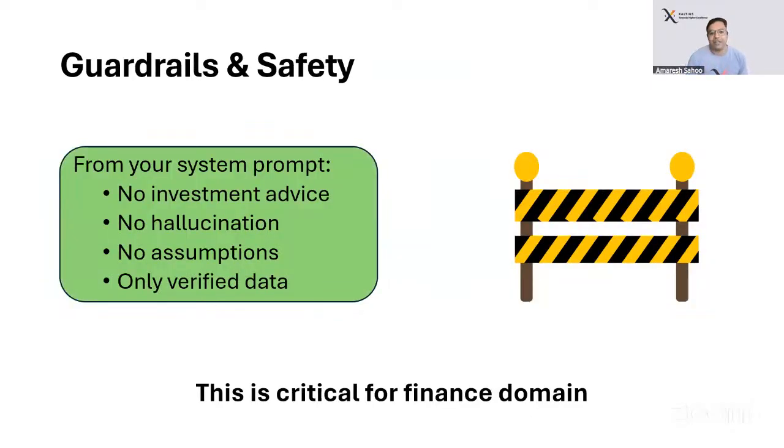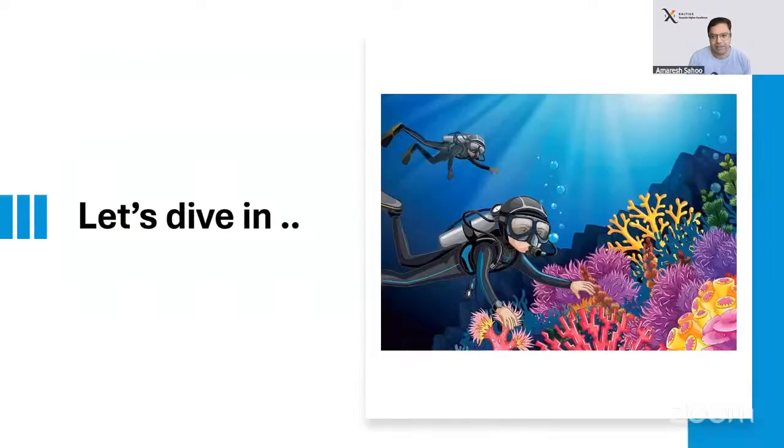Most importantly, when you're dealing with financial data and you are giving financial analysis, guardrails are very, very important. With the given rules of the government of the land, you should make sure that there is no investment advice, no hallucination, no assumptions, and only verified data is given back to the user. This is critical for the financial domain. As I mentioned, the guardrails are very important.